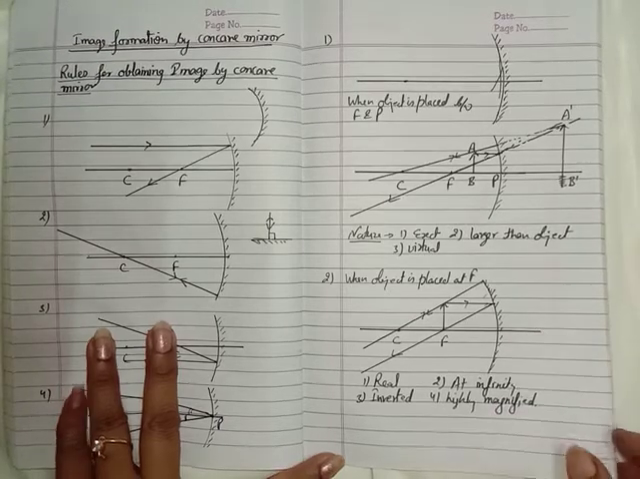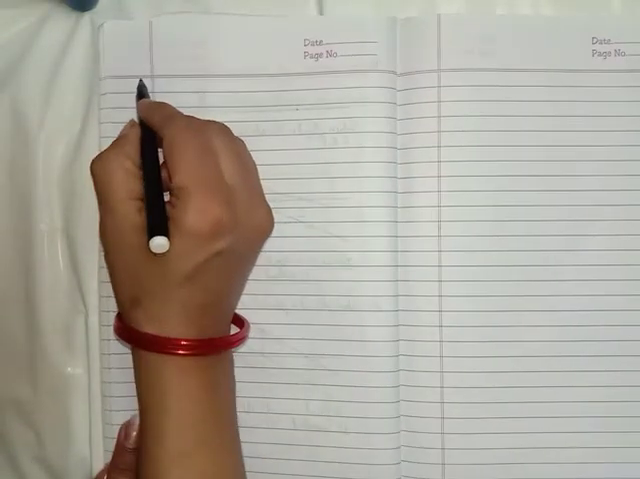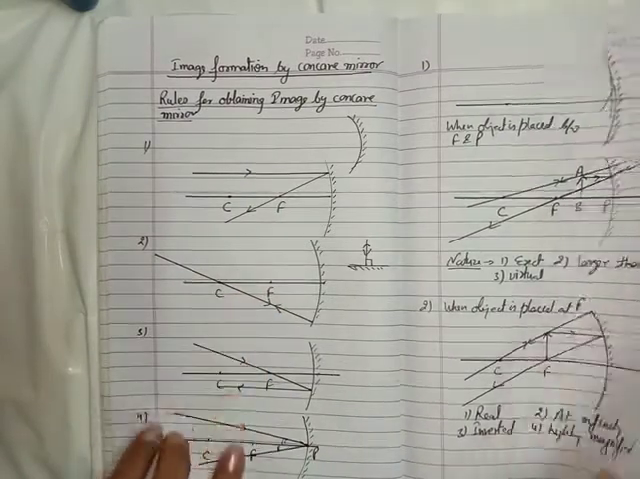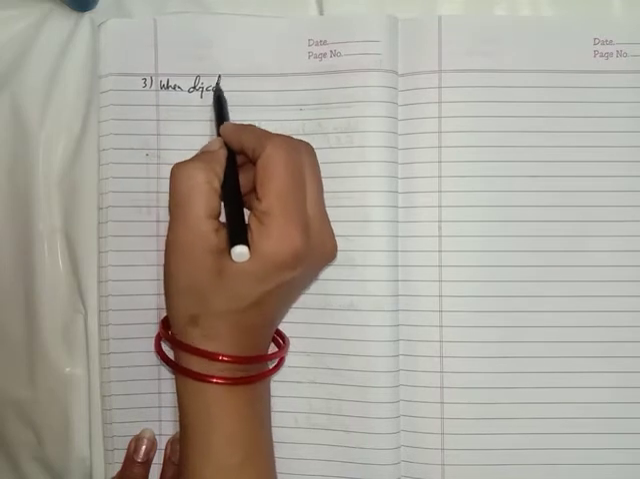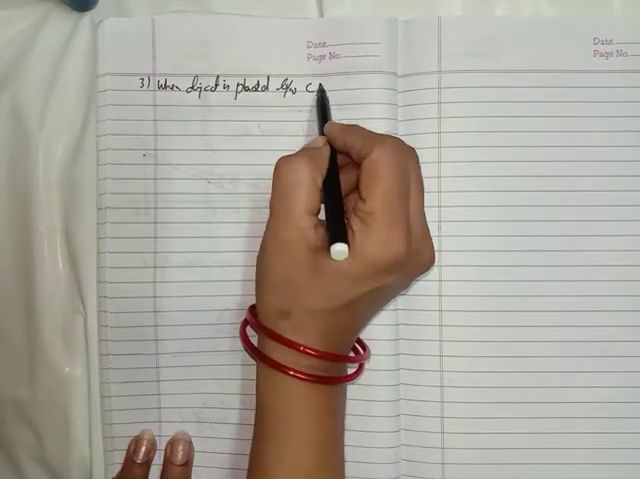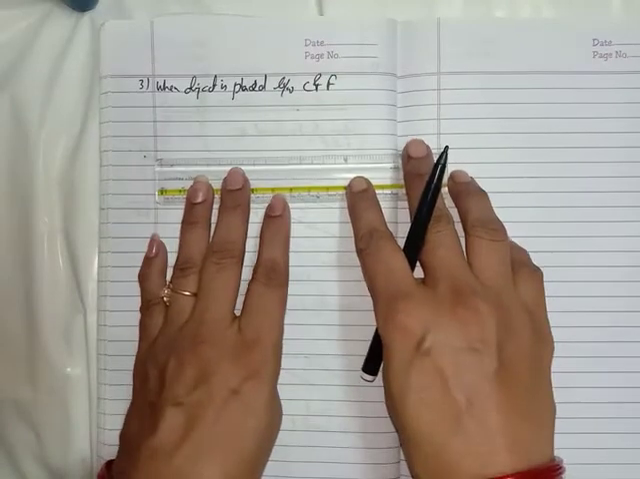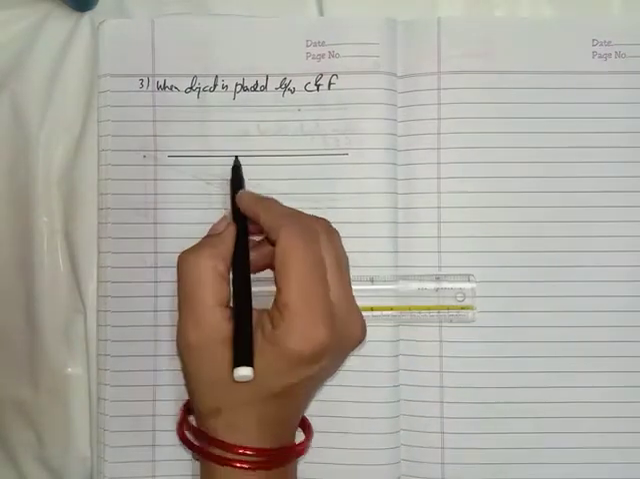Okay, this is the nature of the image formed by the concave mirror when object is placed at F. Now the third one, what can be the nature of the image when object is placed in between F and C? So we can write here, when object is placed between C and F. What is the C here? C is the center of curvature, and F is the principal focus.